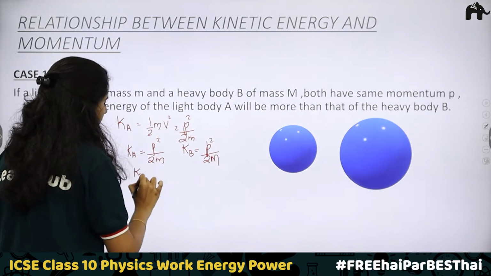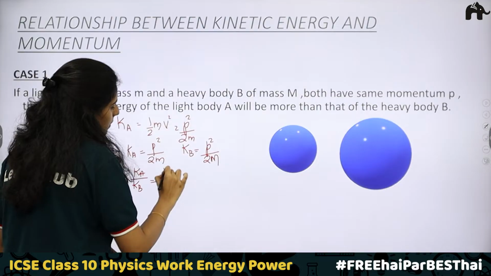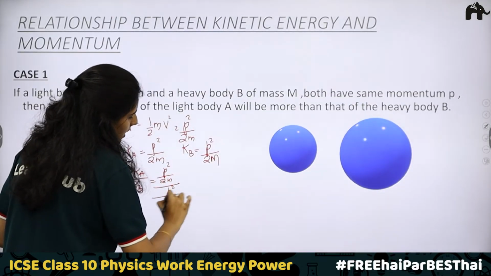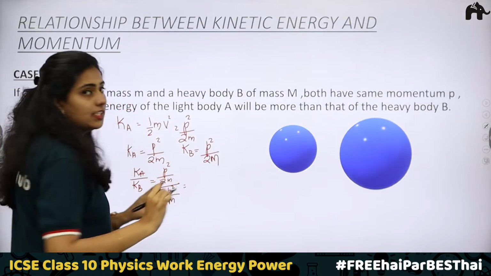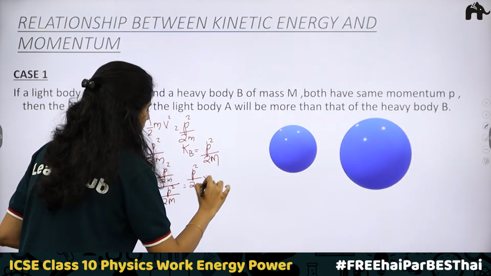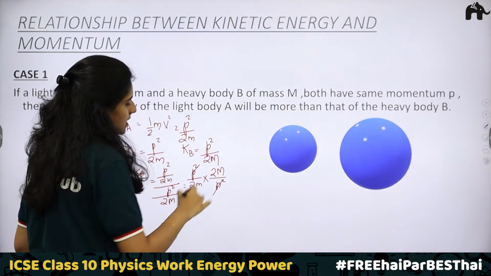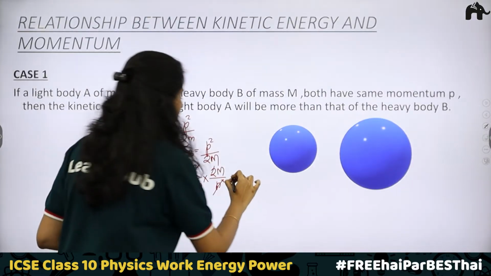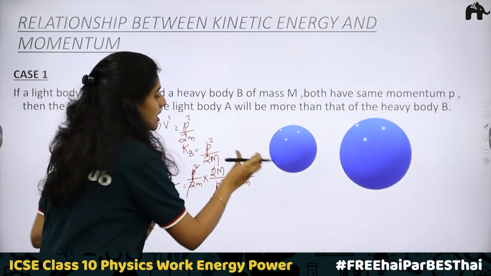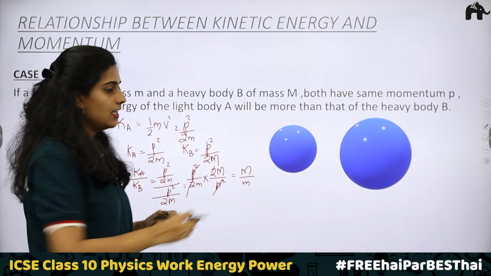Okay. What is Ka by Kb? Ka by Kb will be equal to P square divided by 2m, P square divided by 2 capital M. Now take the reciprocal and multiply. P square by 2m into 2 capital M by P square. P square gets cancelled, 2 gets cancelled. Then we have capital M by small m. Capital M is mass of the second body or B. Small m is the mass of first body or A.